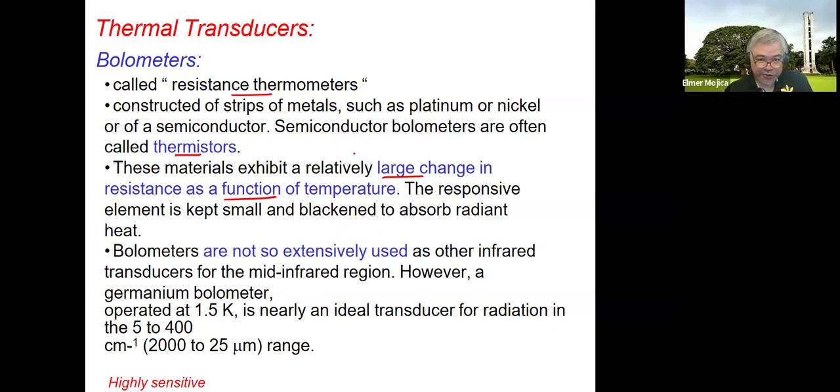Okay, so you measure the change in temperature as resistance. Okay, and the responsive element is kept small and blackened to absorb radiant heat. They are not commonly used, okay, as the other infrared transducers in the mid-infrared region. However, a germanium bolometer operated at 1.5 Kelvin is clearly an ideal transducer for radiation in the 5 to 400 wave number region.